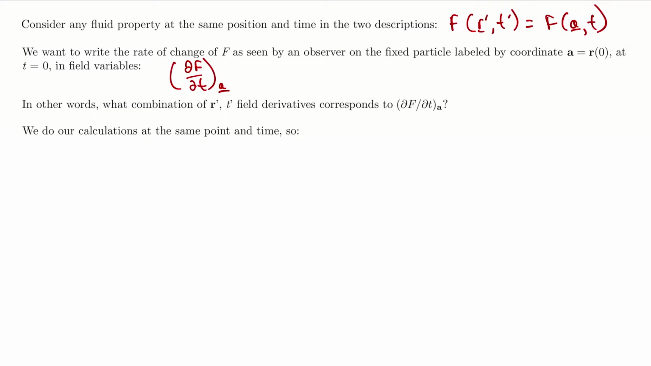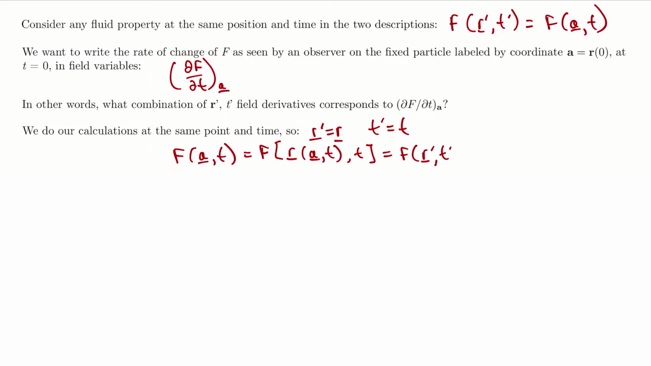Okay, so we're going to do this calculation at the same point and time, right? So we can equate, right? r prime equals r, therefore, and t prime equals t. So then this is true, we have our field variable. If we expand this out, like a is this position, and this is going to be equal in the field variables as well. So we just wrote that to relate the two, right?